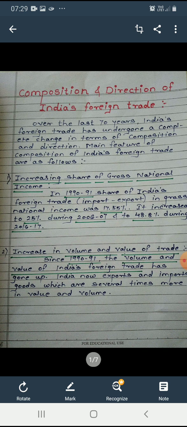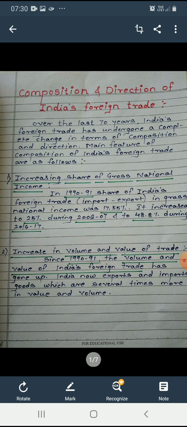Dear students, now in economics, in the last topic, topic number 10, foreign trade of India, you have already learned the introduction related to foreign trade, meaning of internal trade, meaning of foreign trade, definition, types of foreign trade, in the types, import trade, export trade, and entrepot trade, then the role of foreign trade. Today we will see the next part of this topic, composition and direction of India's foreign trade.